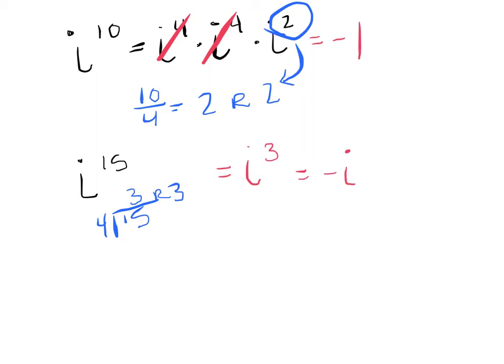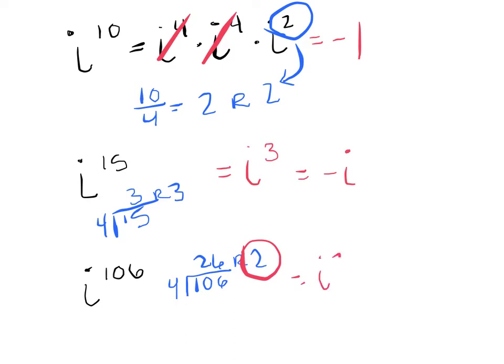Okay, how about i to the 106th? Okay, we have 106. Let's try to get out all the i to the fourths. So we need to take 106 and divide it by 4. So that's going to give me 26, remainder 2. So we're going to be looking at that remainder 2. We're going to find i squared, which is -1.